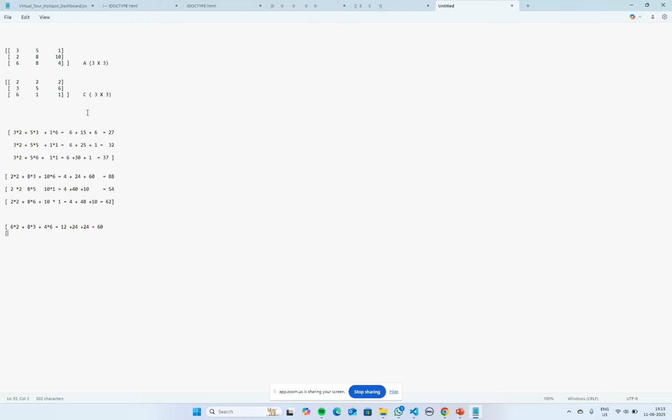Next values. So we have to multiply 6, 8, 4 with 2, 5 and 1. So 6 into 2, 8 into 5, 4 into 1. The values: 12 plus 40 plus 4, 56. Next.